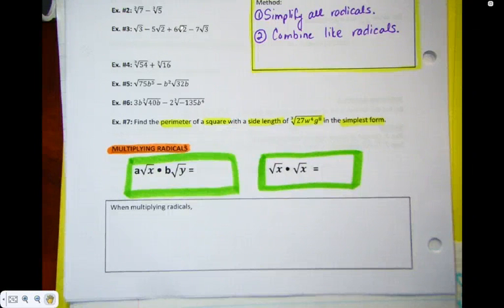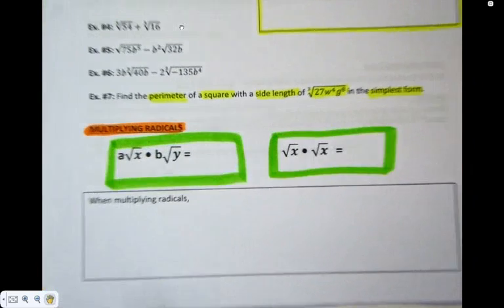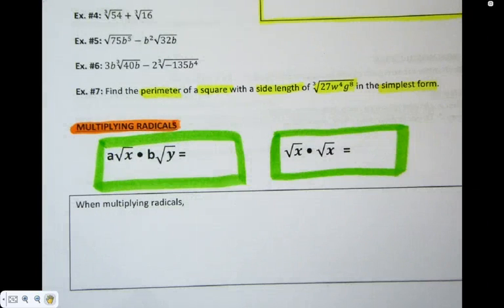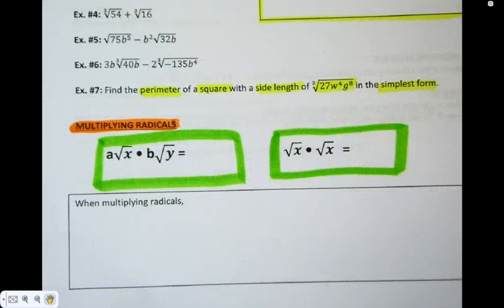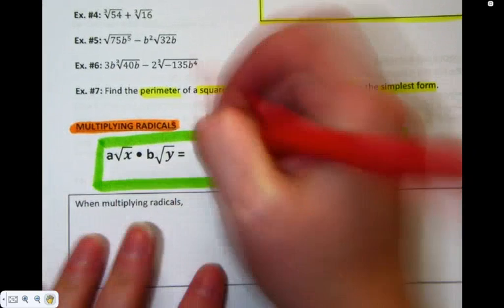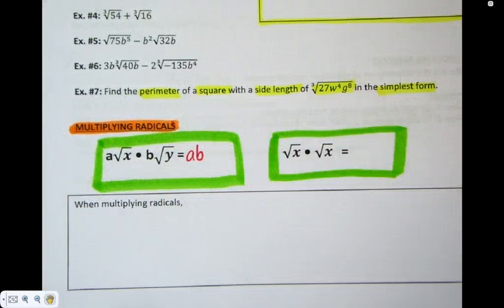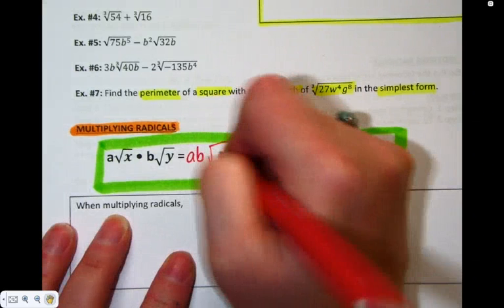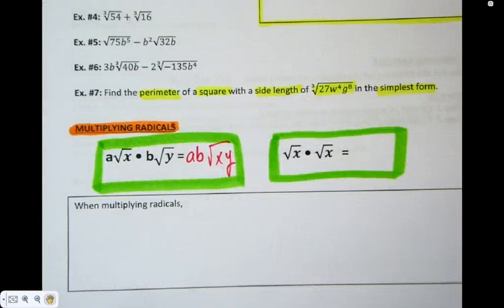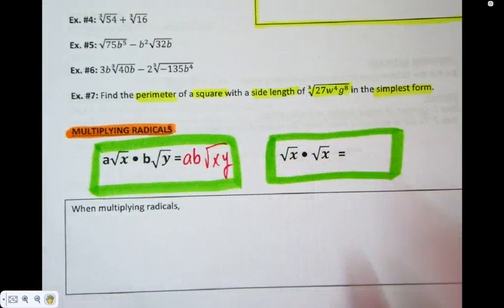Multiplying when the radicands are different is coefficient times coefficient, radicand times radicand. So we would take a times b and make it ab. And then we would take root of x times root of y and make it root of xy. Coefficient times coefficient, radicand times radicand. If the radicands are the same, we have a different rule.